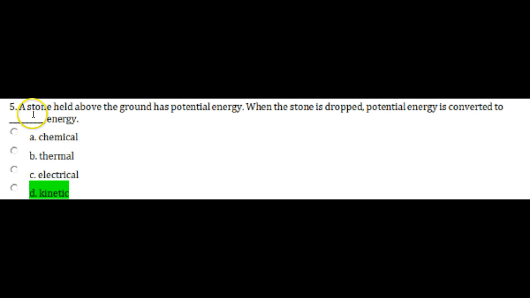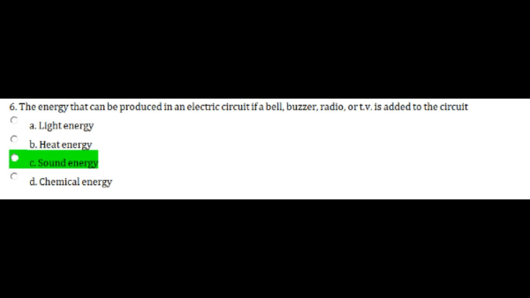Number 5, a stone held above the ground has potential energy. When the stone is dropped, though, potential energy is converted to what kind of energy? So when I hold the stone above the ground and don't let it move, it has potential energy. But all of a sudden it gets so heavy I can hardly hold it anymore, and I drop it. The second that it starts to go into motion, that's kinetic energy. Motion is kinetic energy. That stone is energetic.